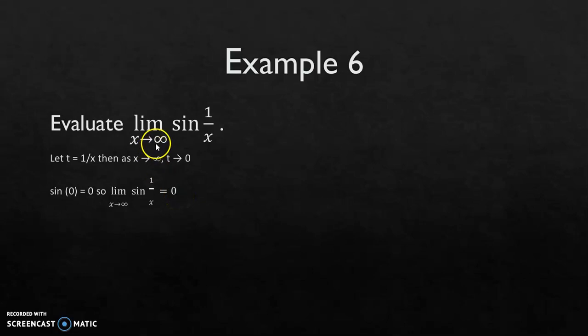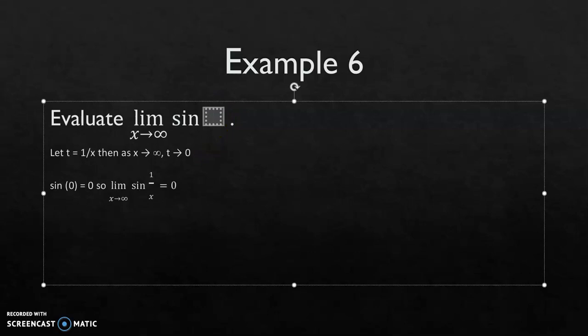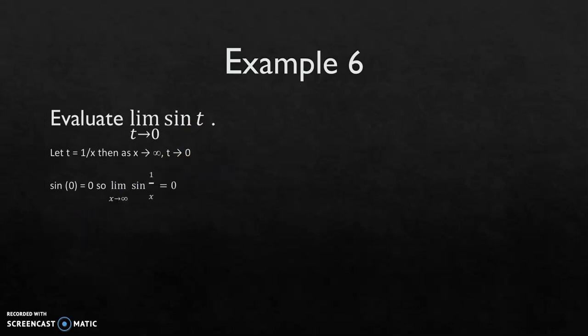Let me say that again. Okay, so I replace this 1 over x with a t. Here's t. And I looked at what happened as x approached infinity. This t is going to be 0. So I'm going to change my limit to be as t approaches 0 of this thing. Now, sine of 0, I can just plug this in and see what I get. Sine of 0 is 0. So my actual limit is equal to 0. This is my final answer. Okay, let's do another one.